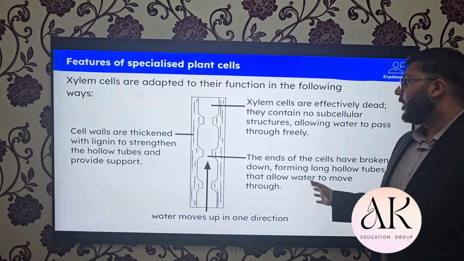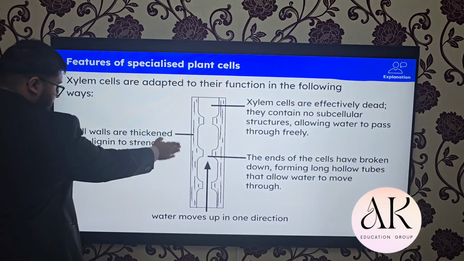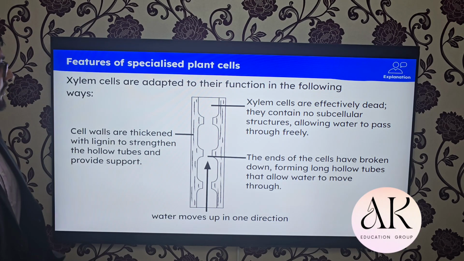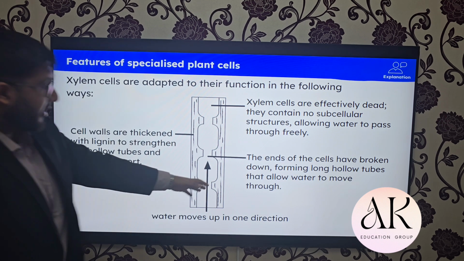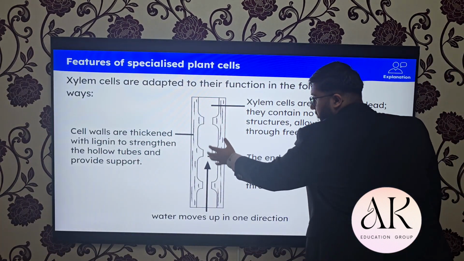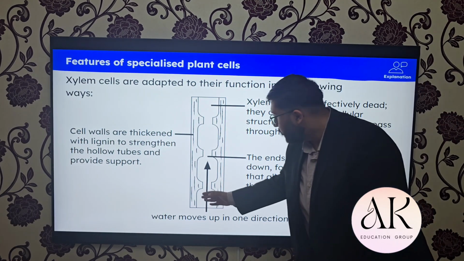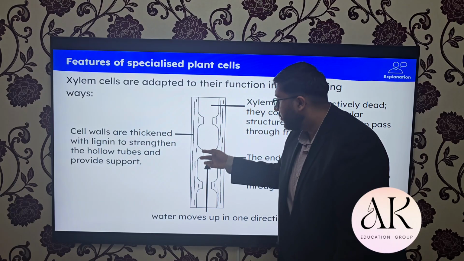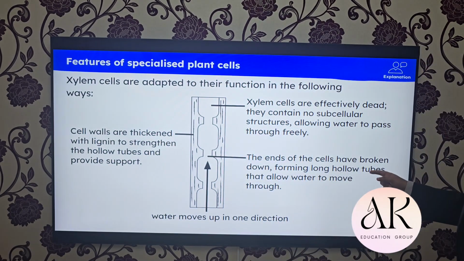So, the cell walls are thickened with lignin to strengthen the hollow tubes and provide support. The xylem cells are effectively dead. Interesting. Why is that? Because they contain no subcellular structures. There are no subcellular structures in between here. Okay? So, this is why the water can move without any hesitation. There's nothing obstructing the flow of water here. Now, the ends of the cell have broken down, which forms the hollow tubes that allow water to move through.